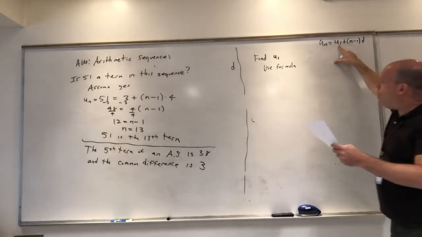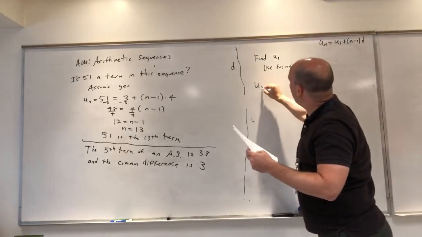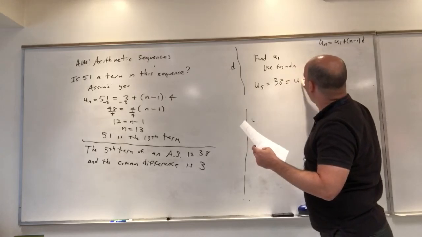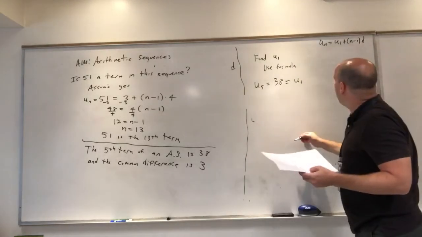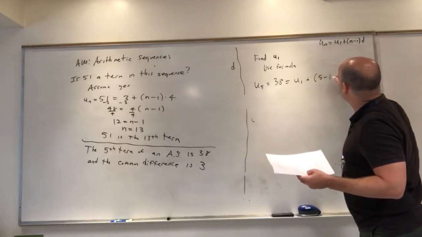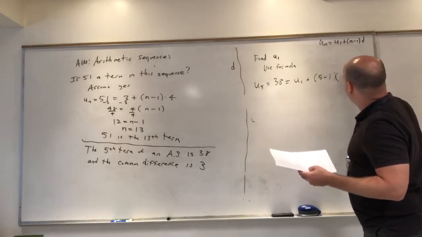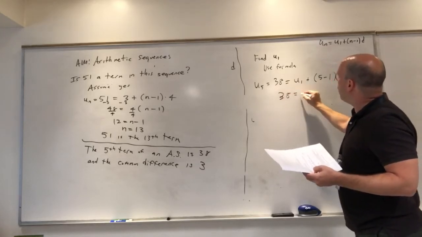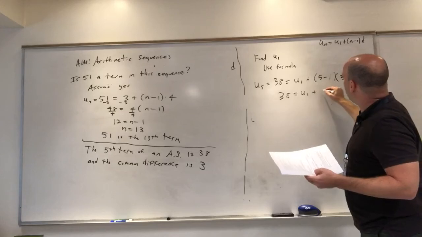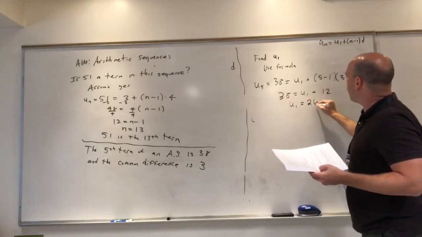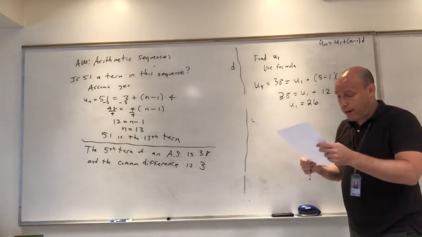right? So I know that u of 5 is 38. That's equal to the first term, which I don't know, plus I know there were 4 jumps, and the common difference was 3. Okay, 38 equals u of 1 plus 12. U of 1 equals 26. The first term is 26.